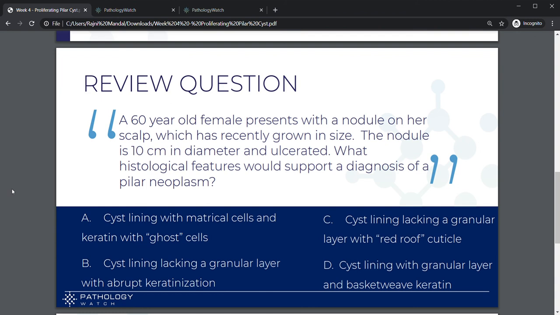A is cyst lining with matrical cells and keratin with ghost cells and seen in pilomatricomas. C, cyst lining lacking a granular layer with red roof cuticle are seen in steatocystomas. And D, cyst lining with granular layer with basket weave keratin are seen in epidermoid or epidermal inclusion cysts.